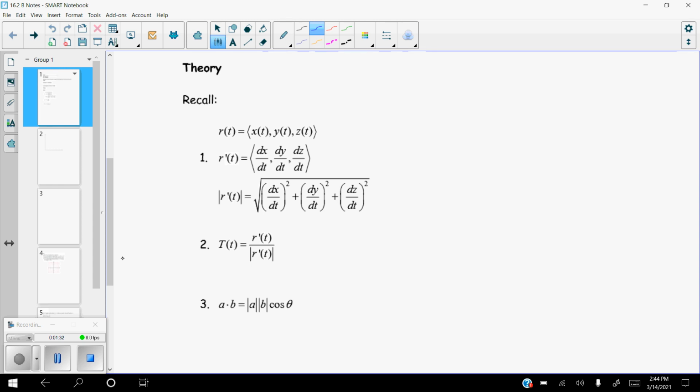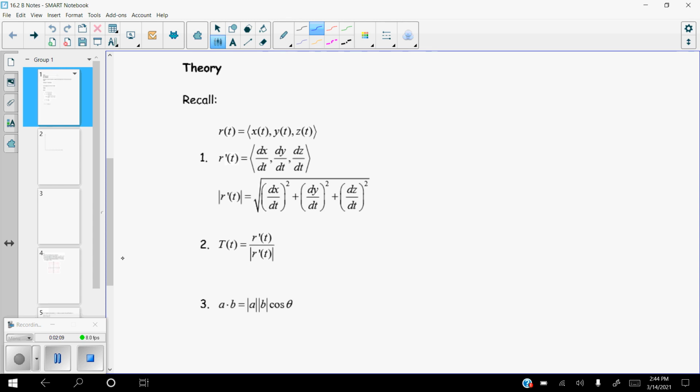R prime of t as a derivative would basically be the derivative of R of t, or the tangent vector that's formed off of each individual position vector. And it literally is just taking the derivative of each piece. The magnitude of R prime of t is the square root of each one of the derivatives squared added together. And that really is just the length of the vector that is the tangent vector that's formed by R prime of t. It's the magnitude of it.